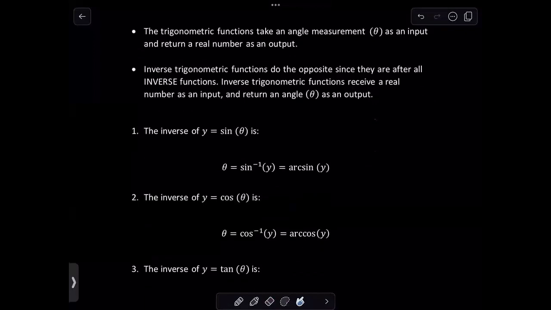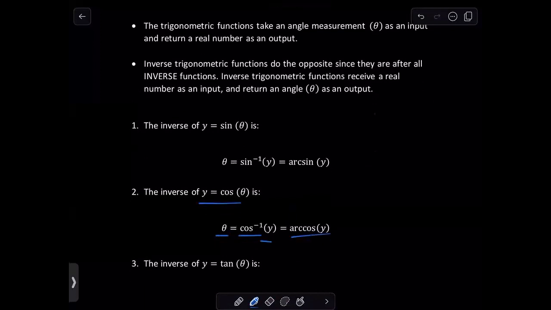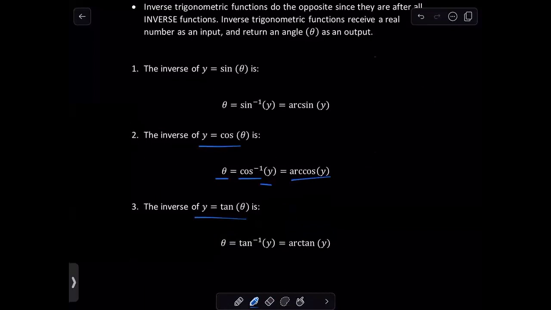The inverse of cosine: y is equal to cosine theta, so theta is equal to inverse cosine of y, or arc cosine of y. Okay, pretty simple. And then we have y is equal to tangent of theta, that is theta is equal to inverse tangent of y, or you can say arctangent of y. Okay, so that's how it's defined. Those are what the inverse functions are called.